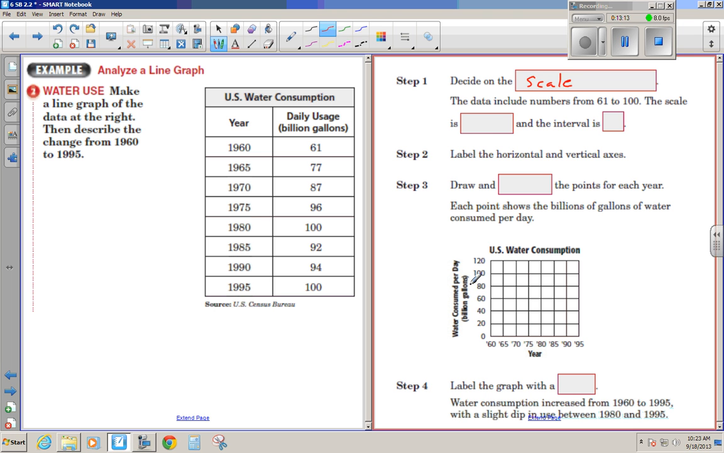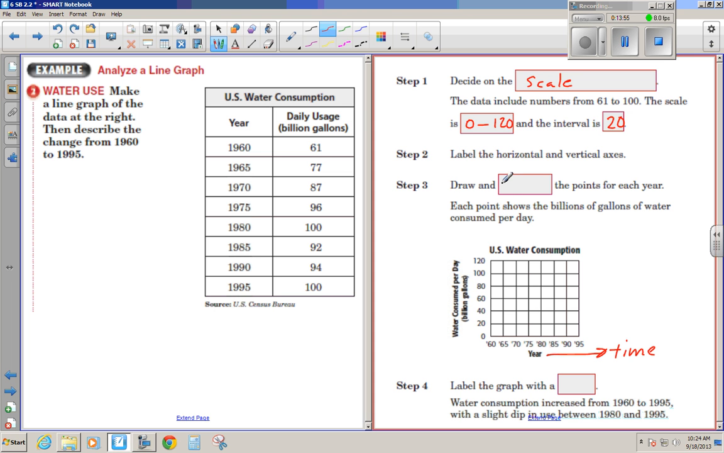If you look down here, the scale they made is 0 to 120, and the interval is 20. So they decided to go from 0 to 120. You could have gone from 40 to 120 and made the scale 20. You can make the scale and the intervals whatever you want as long as it makes sense. You then label the horizontal and vertical axis. Notice that here is time, like I mentioned before.